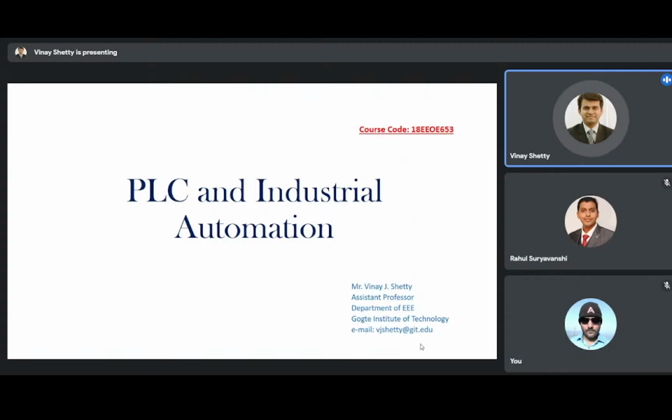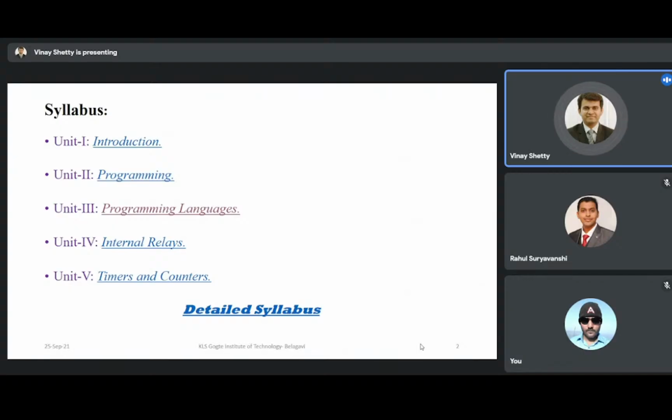In our course, I'll first brief about the syllabus, and then I will go ahead with what all the students will learn and what the key takeaways will be. The syllabus is split into 5 units. Unit one will have an introduction of PLC, because before we start any subject, we need to know what we are learning.